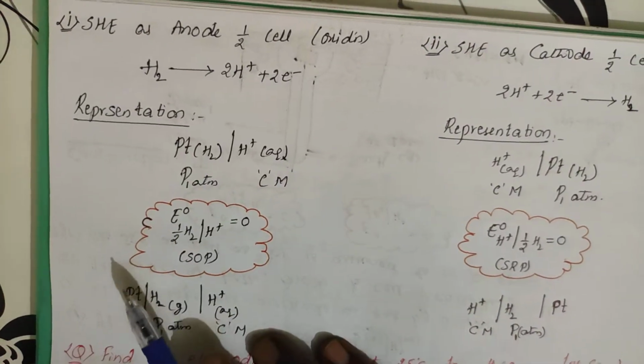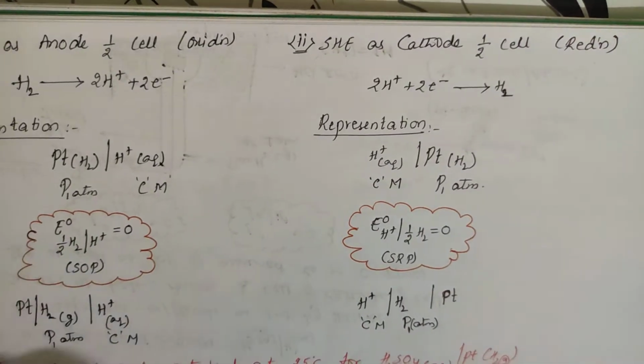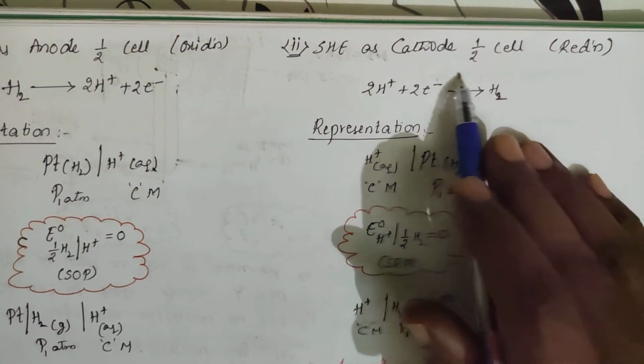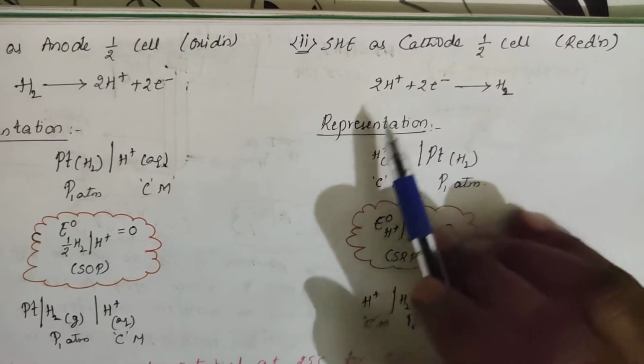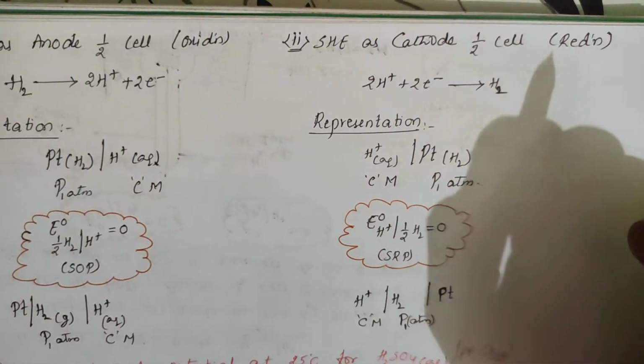That is the way of representing the SHE. Suppose the SHE, that is the standard hydrogen electrode, acts as the cathode. In the cathode, what happens? Cathode means reduction should occur. So 2H plus absorbs 2 electrons and gets converted to H2.